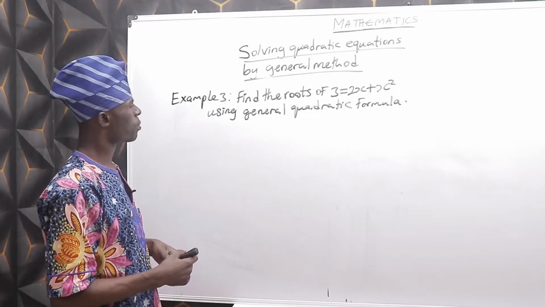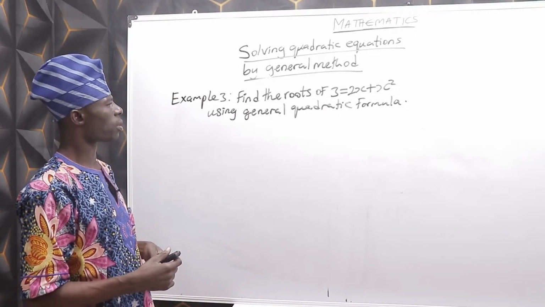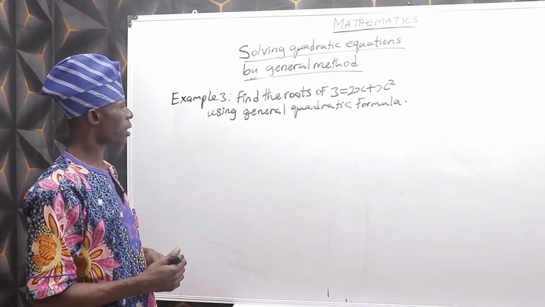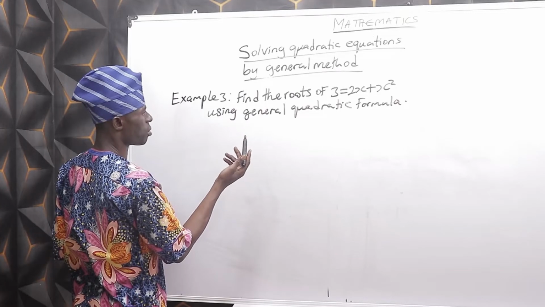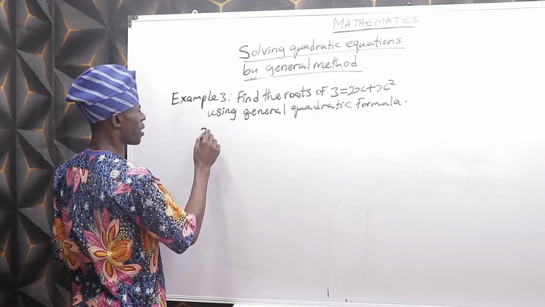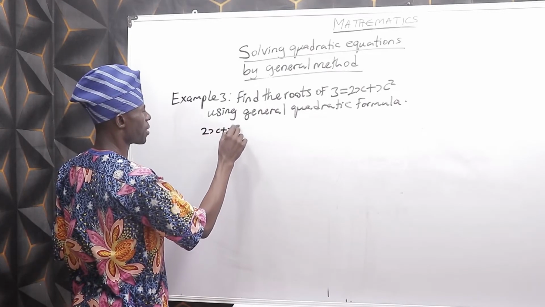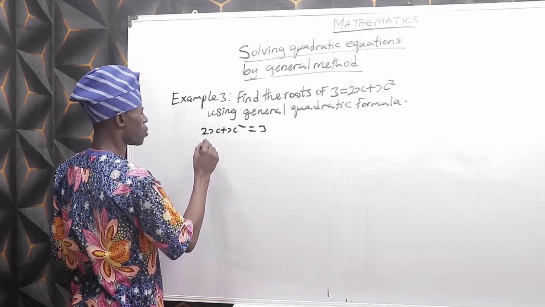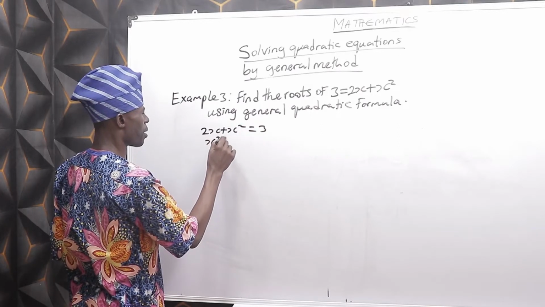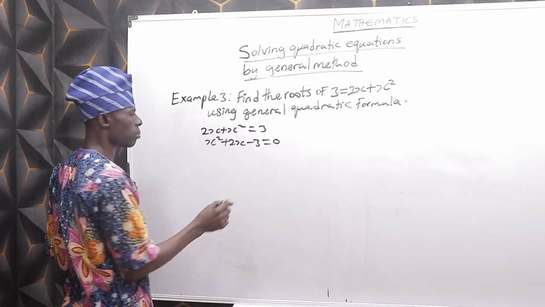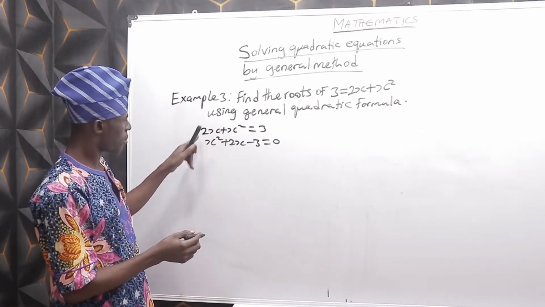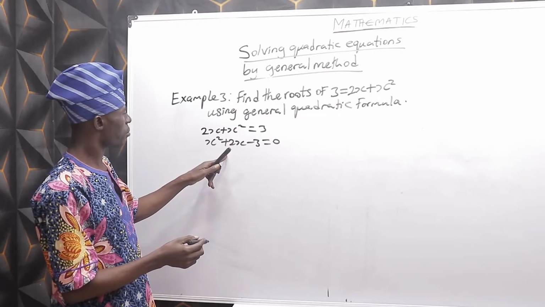Example 3. Find the roots of 3 equals 2x plus x squared using the general quadratic formula. Restructure the equation. I rewrite it as 2x plus x squared equals 3. So finally, x squared plus 2x minus 3 equals 0. Do you understand? And reorganize them.